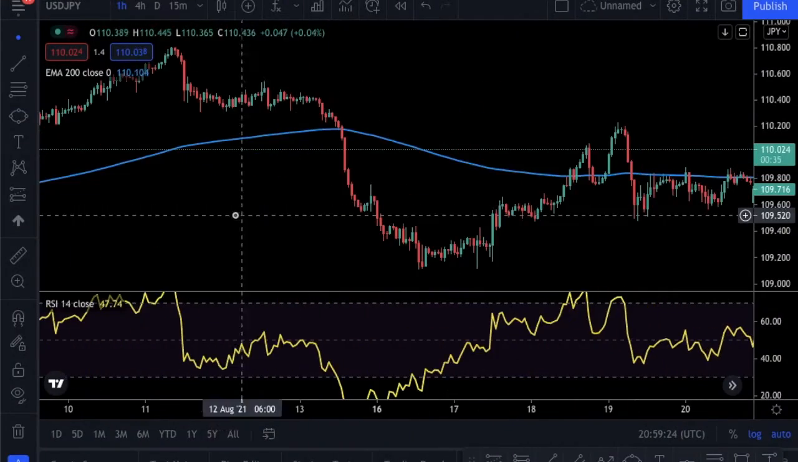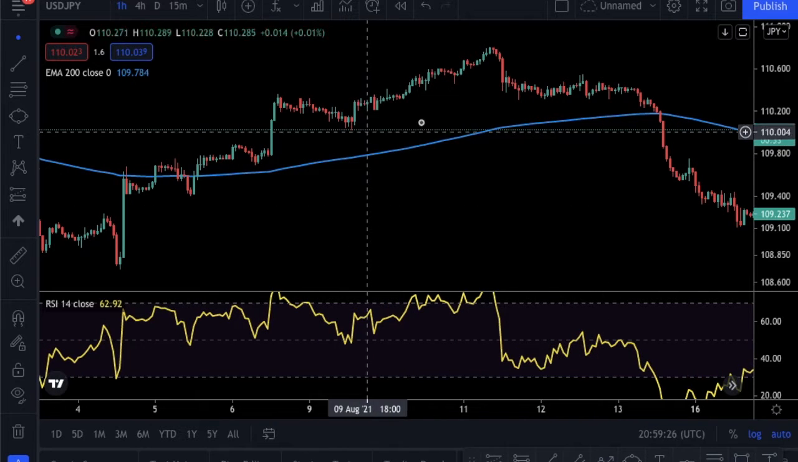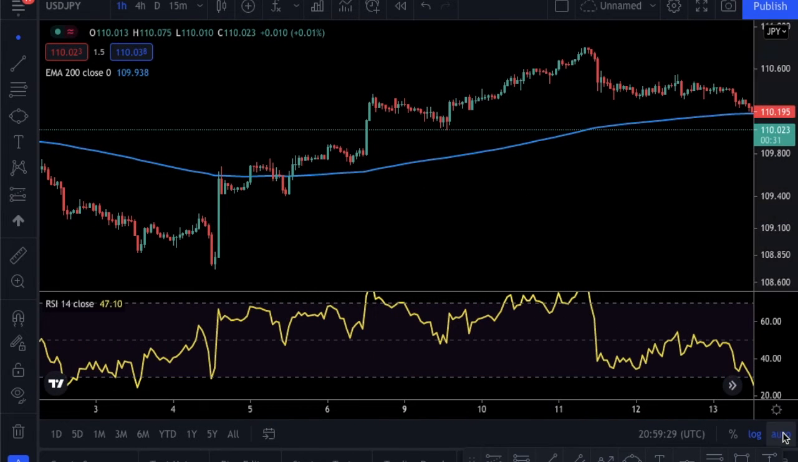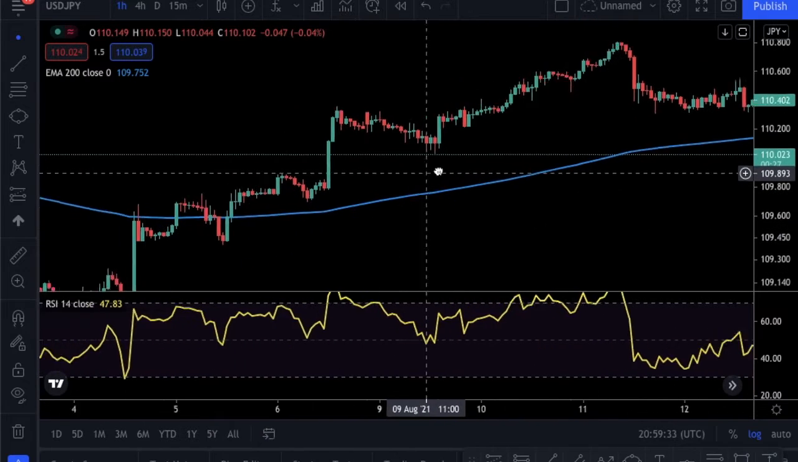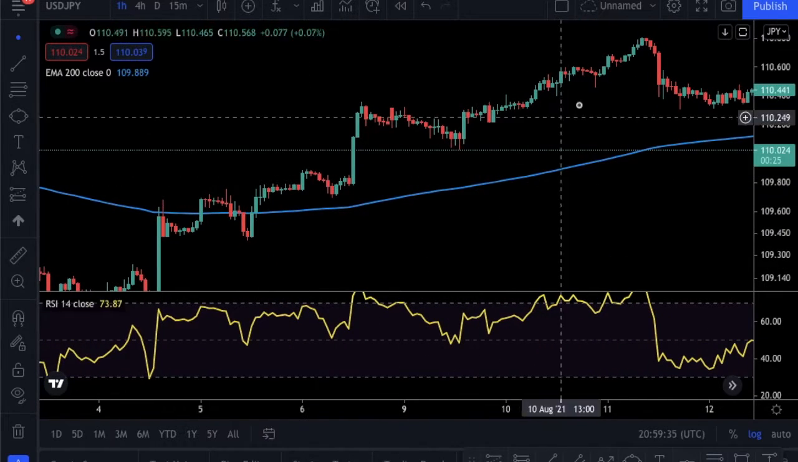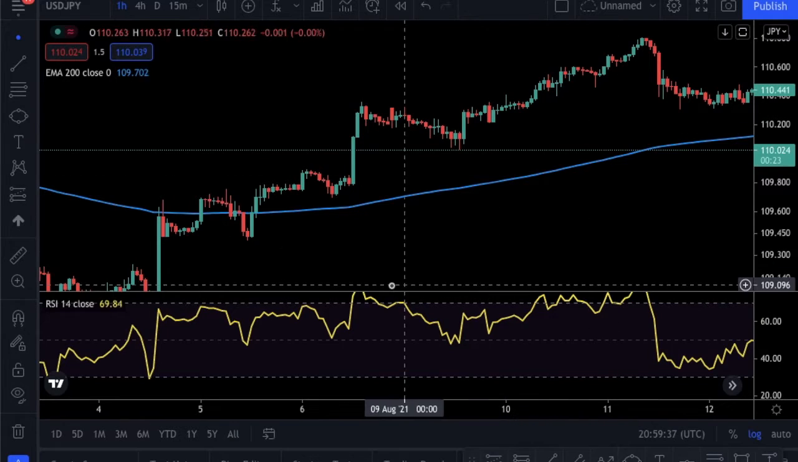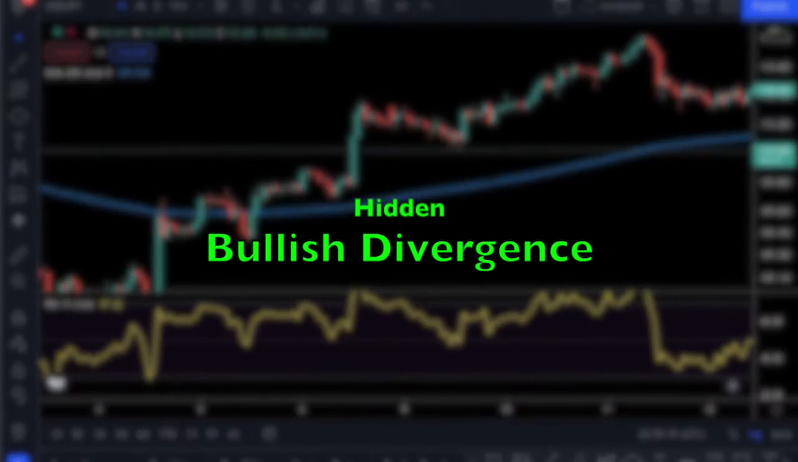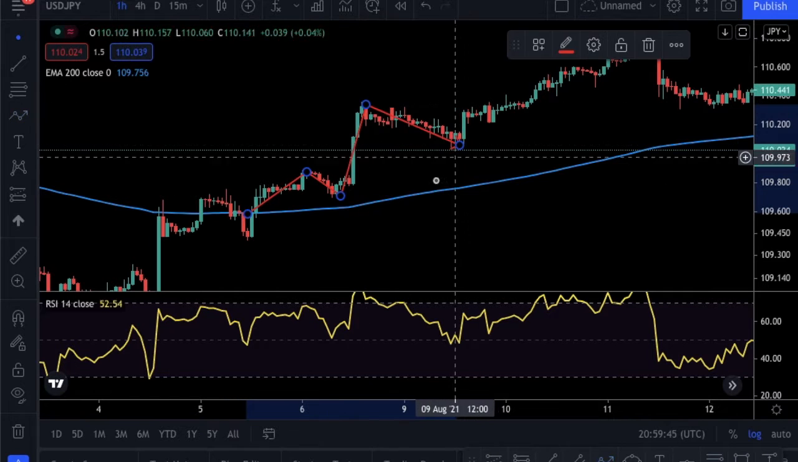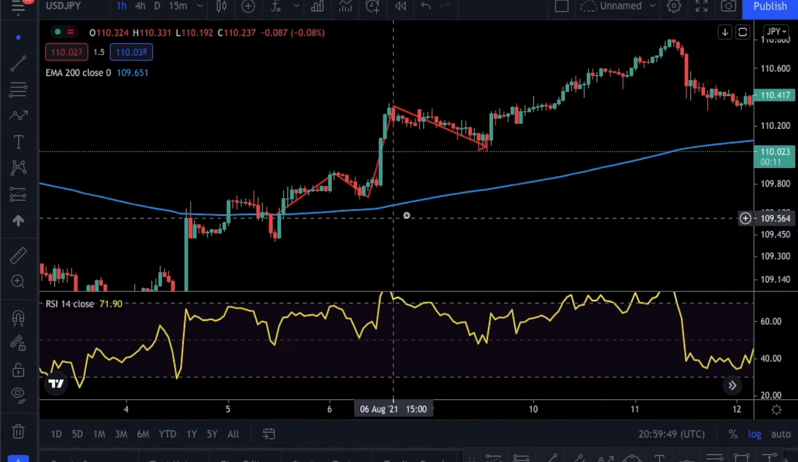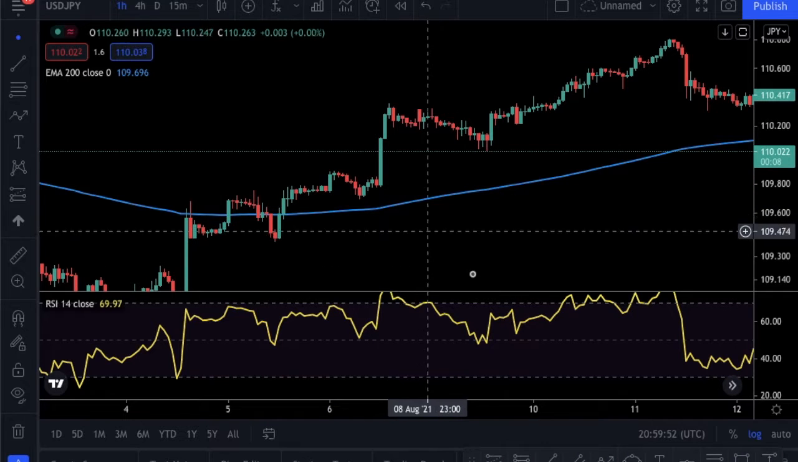Right now, we are looking at the hourly chart of US dollar to yen. And here you can see that price just broke above the 200 EMA. So we will look for long opportunities. To open a position, we have to be sure that the trend is most likely to continue. We will look for a hidden bullish divergence to be sure. Notice that price constantly makes higher highs and higher lows. To look for a hidden divergence, we should compare the lows of the price and the indicator.